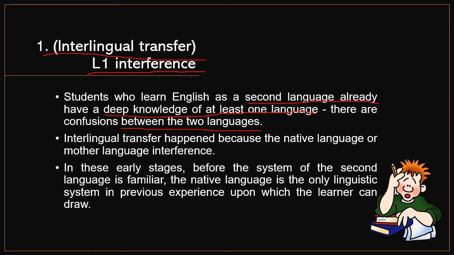So interlingual transfer happens because of native language or mother language interference. And in these early stages, before the system of the second language is familiar, the native language is the only linguistic system in previous experience upon which the learner can draw. So this is interlingual transfer. There is an interference or confusion between the student's native language and the second language, which is English.